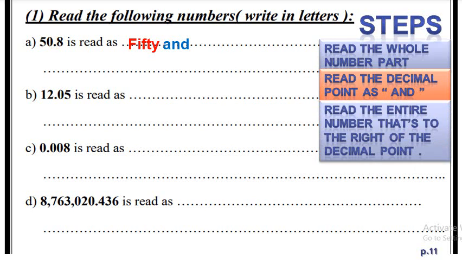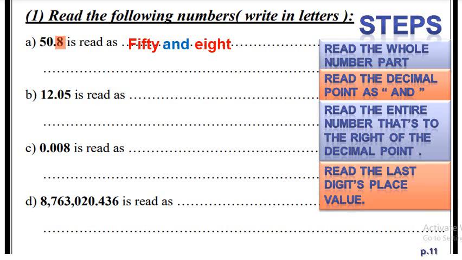Then the third step is read the entire number that's to the right of the decimal point. So we are going to read all the number that's to the right of the decimal point, which is 8. So we'll write 8. Now read the last digit's place value. The last place value here is tenths, so we need to write tenths. So our number is 50 and 8 tenths.